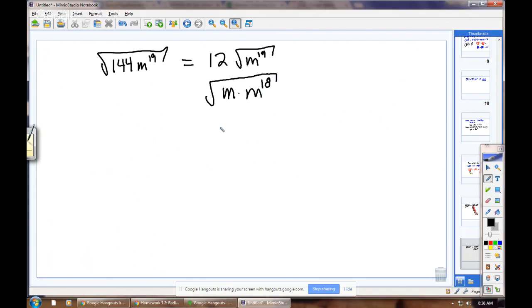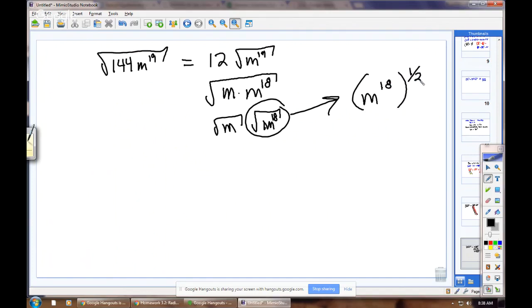And I can consider that to be the square root of m times the square root of m to the 18th. That's an m, believe it or not. And since the power is a 1/2, this right here is really the same as m to the 18th to the 1/2. So what that means is power to a power means multiply. Basically the square root cuts powers in half. So half of 18 is 9.